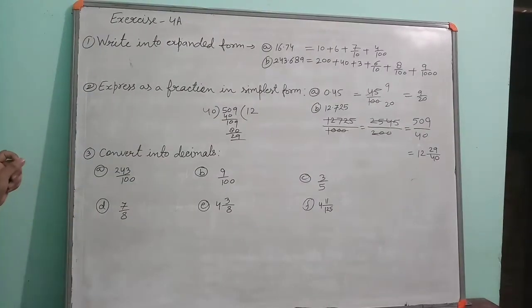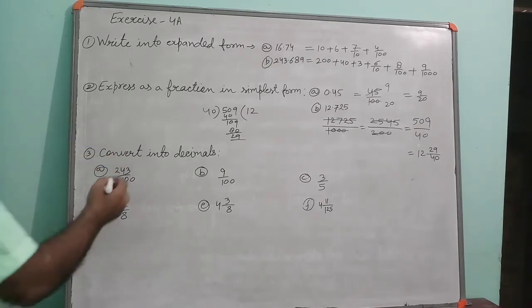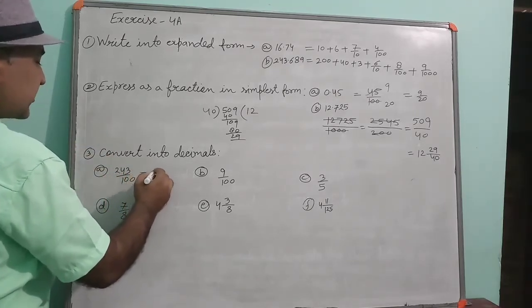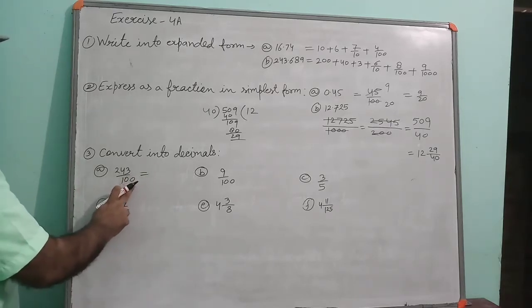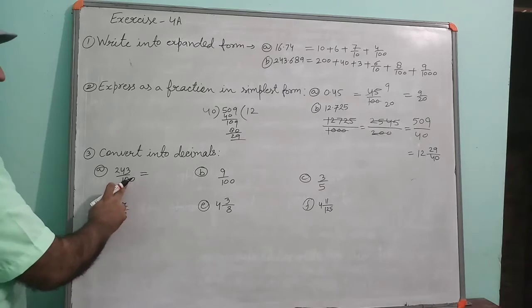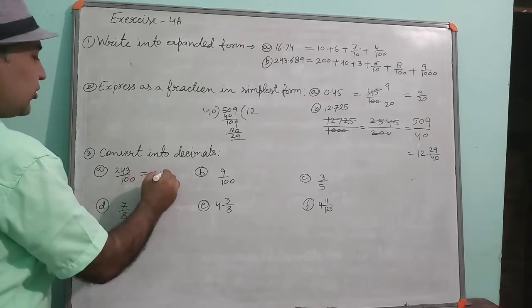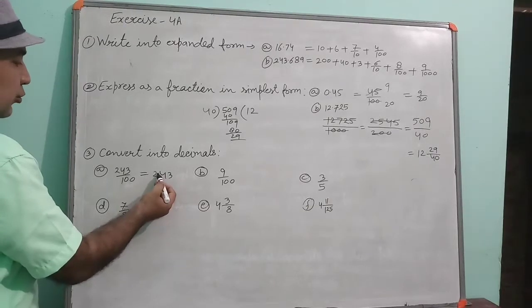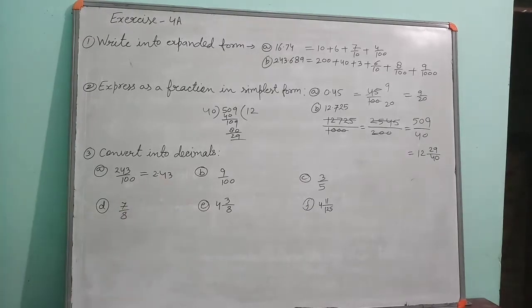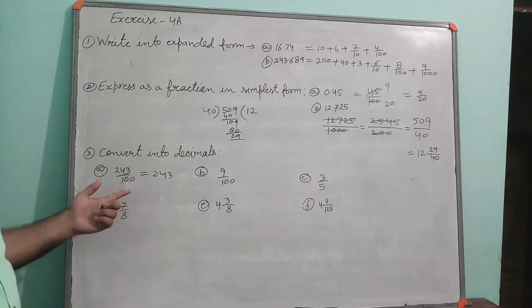Now see the third question. Convert into decimals. This is very easy. When 240 is divided by 100, then count how many zeros are there. 1, 2. 2 zeros are there. So in your numerator, from the right hand side, after 2 digits, put the decimal. This is the direct method.